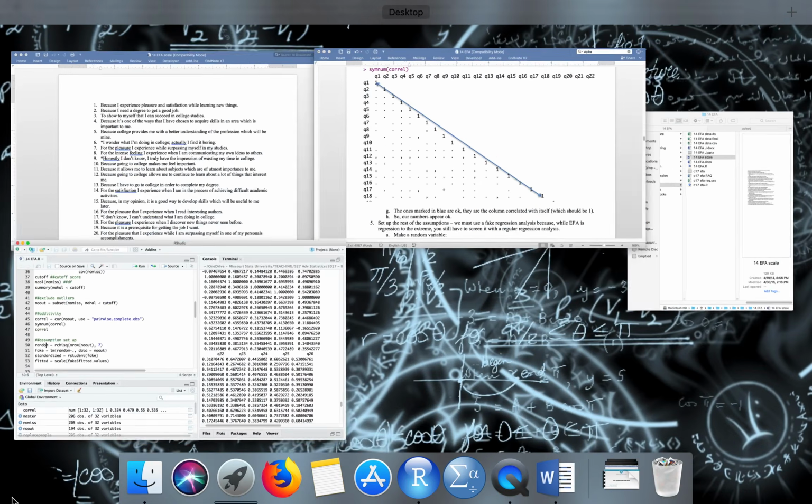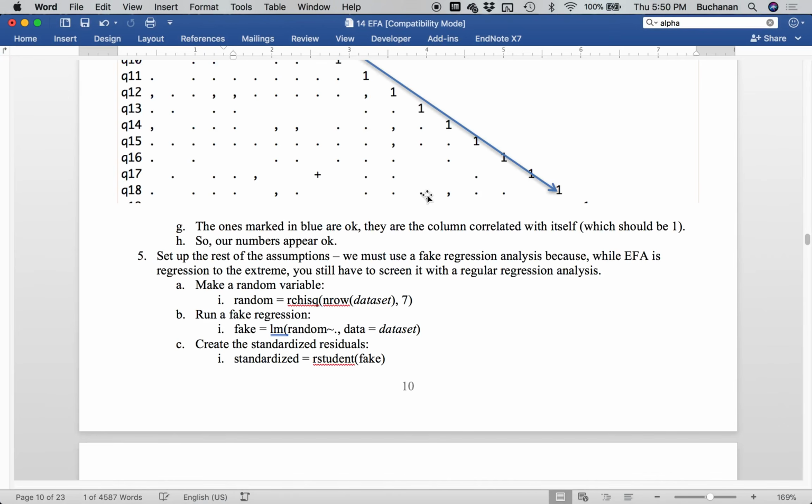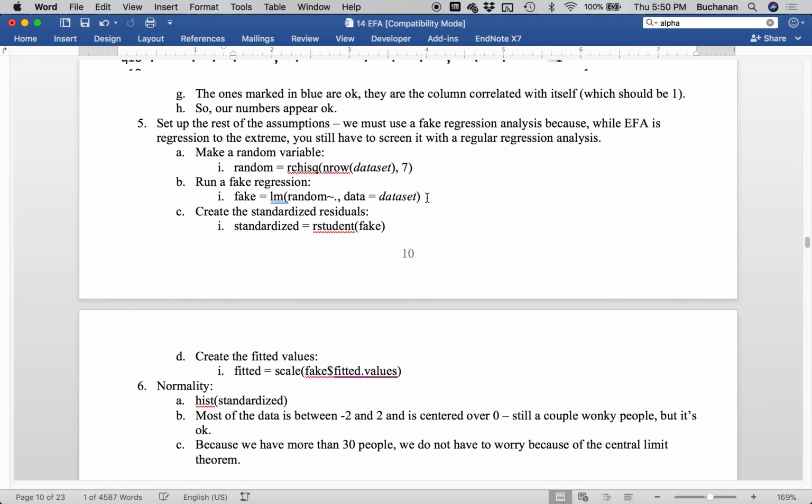Squish this over here. All right, since this is a normal analysis, I want to check it for my assumptions of a parametric test. So it's a parametric analysis is what I was trying to say. And we're going to test the rest of those assumptions with a fake regression. So even though EFA is regression on steroids, we still have to analyze for our assumptions using that fake analysis.